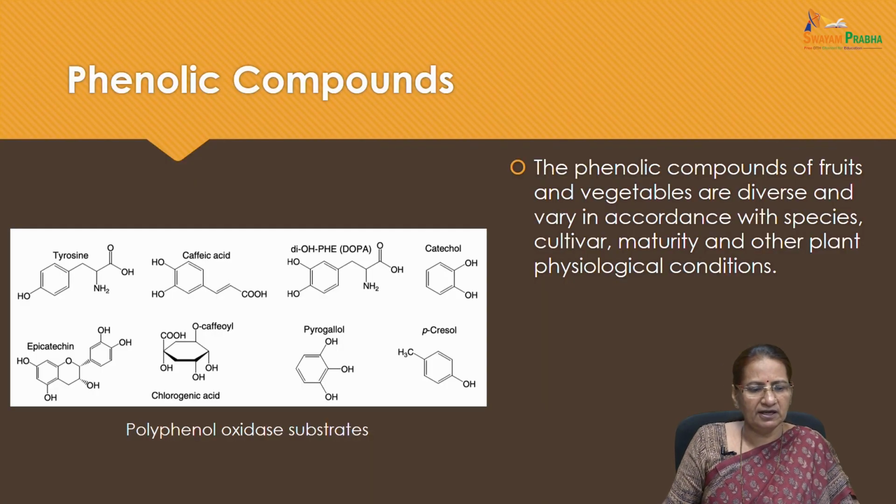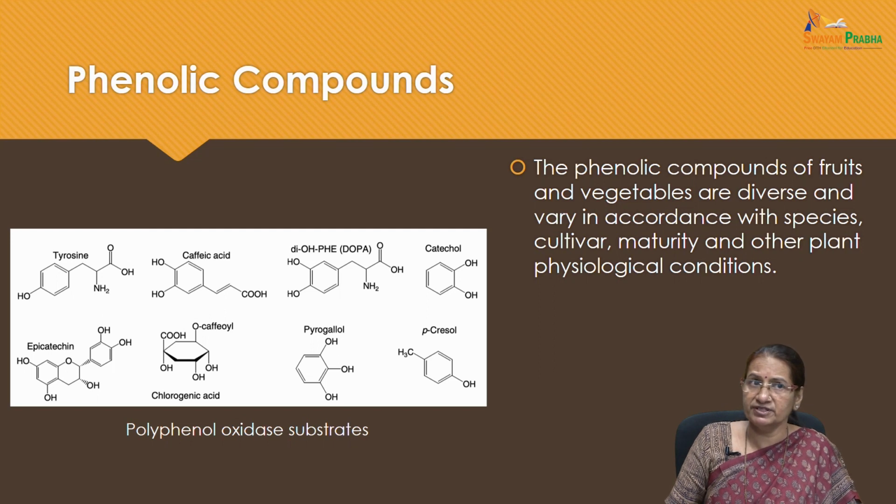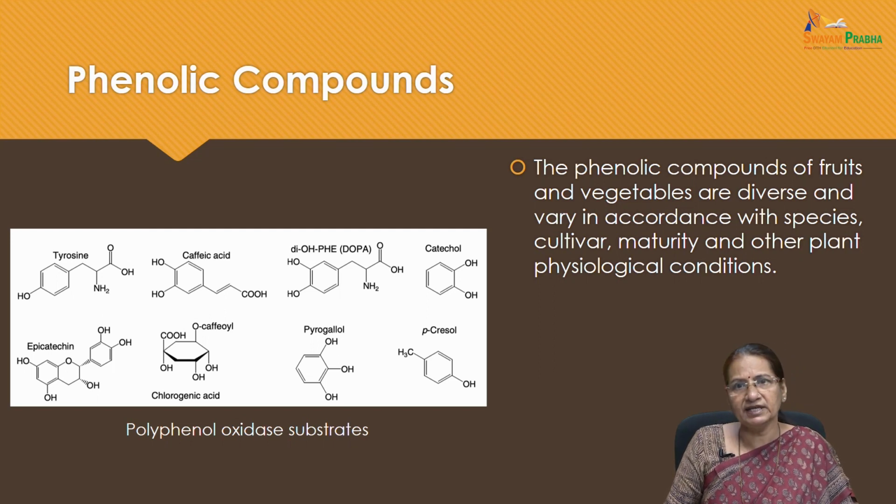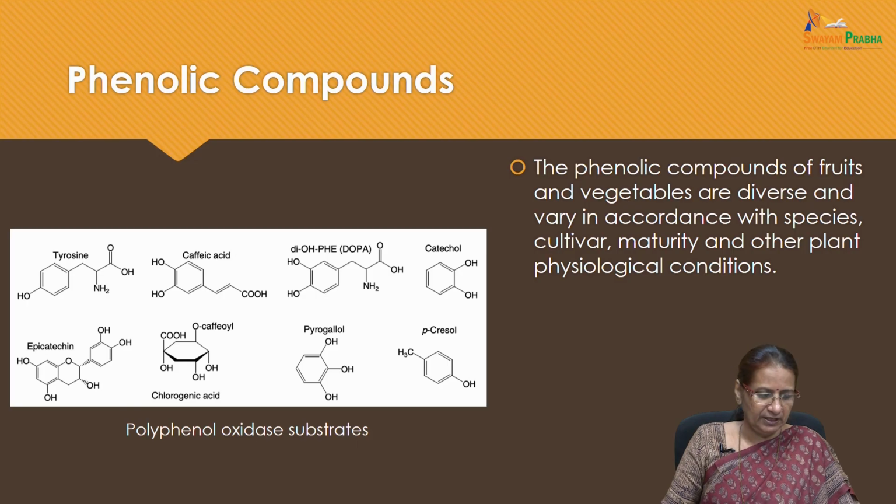Now let us see what are these phenolic compounds or substrates. The phenolic compounds of fruits and vegetables are diverse and vary in accordance with species, cultivar, maturity, and other plant physiological conditions. Now, these are some of the polyphenol oxidase substrates: tyrosine, caffeic acid, catechol, p-cresol, pyrogallol, chlorogenic acid, and epicatechin.